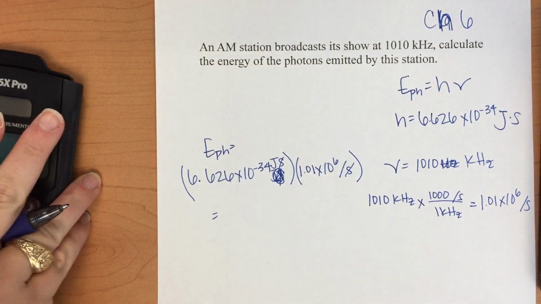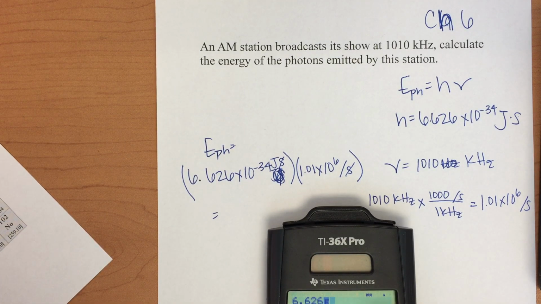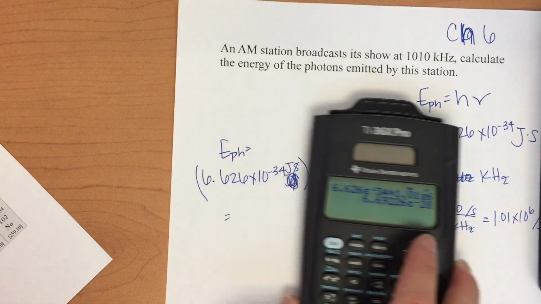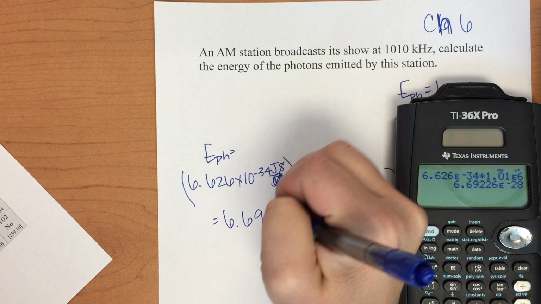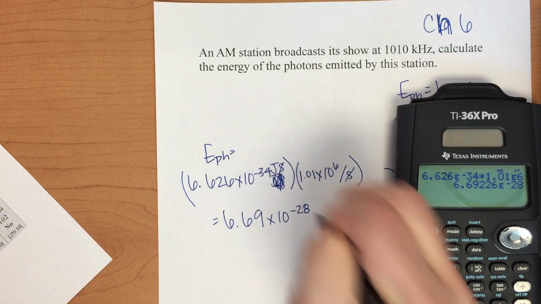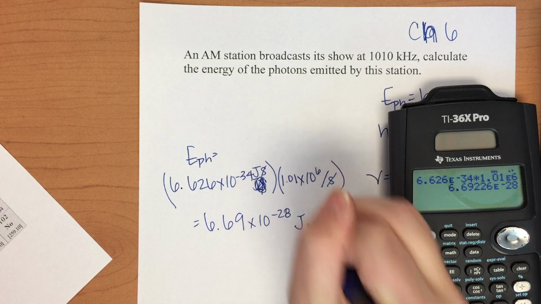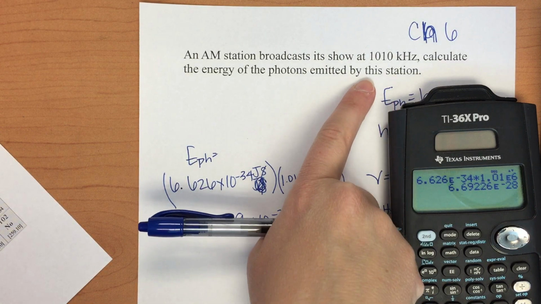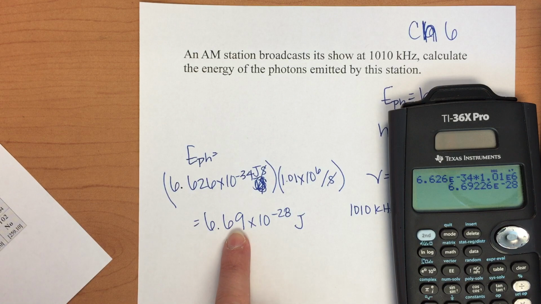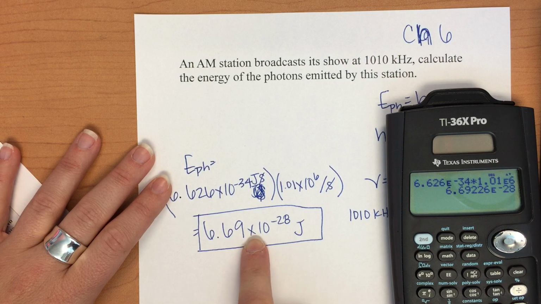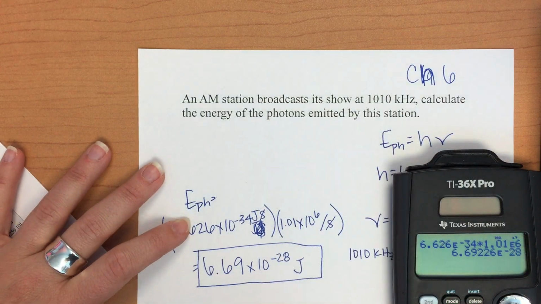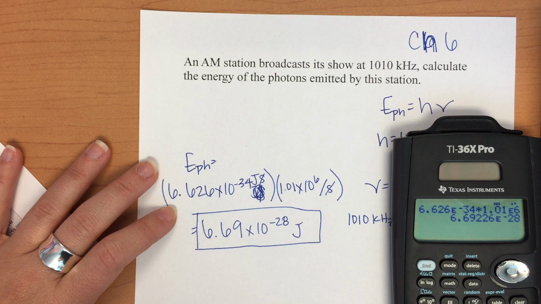And then we can plug this into our calculator, which is 6.626 e to the negative 34th multiplied by 1.01 e to the 6th. In this case, we get 6.69 times 10 to the negative 28 joules. If we double check our significant figures, there are 3 in this and there are 3 here. So the energy of a photon released by this type of a frequency is 6.69 times 10 to the negative 28 joules.